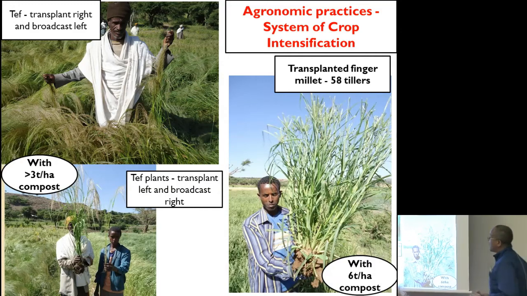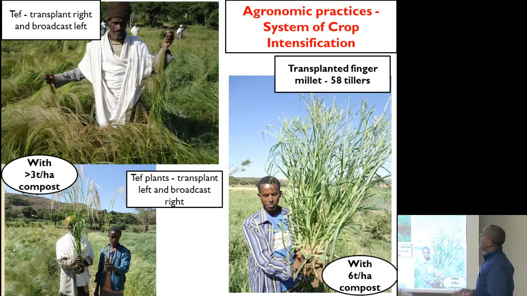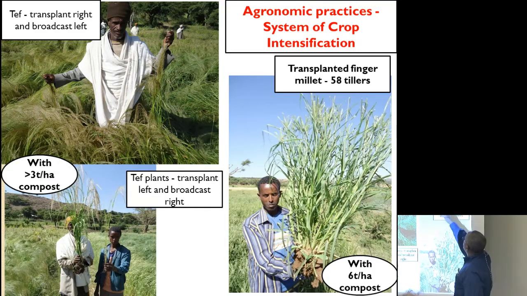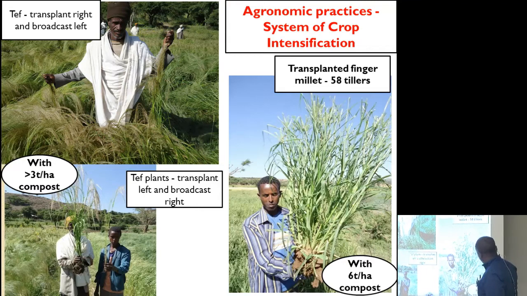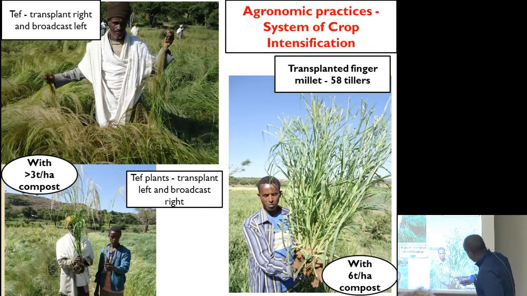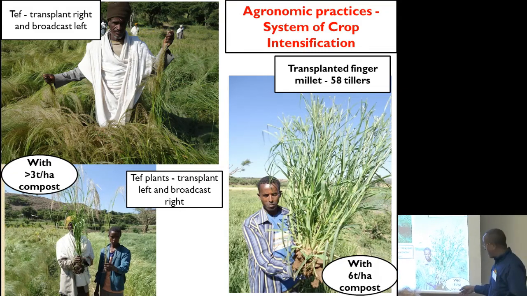The other agronomic practices being applied in the farming system are giving us a higher yield. That is the SRI technology, which is also implemented at local level as the system of crop intensification. It gives high tillering and deep roots. You can see how wide this is with one stem, and the root system is also very wide. This gives a production of 6 tons per hectare with compost.